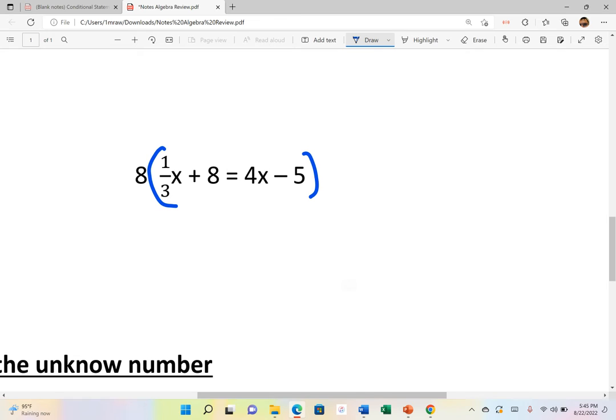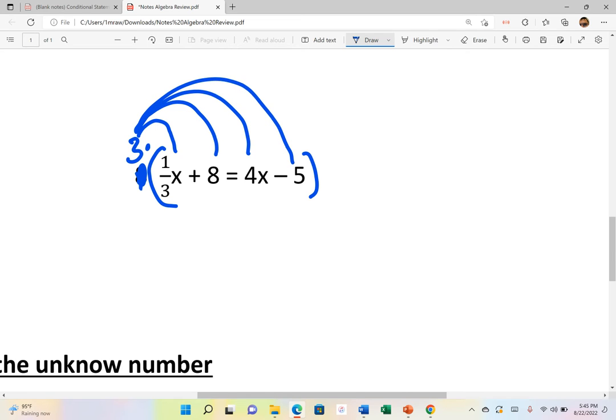And the reciprocal of one third is 3. So I'm going to multiply everything times 3. Again, this was number 8. That's just the practice, that's not part of the equation. So multiply everything times 3, and that gets rid of my fraction. I'm multiplying the whole entire thing.